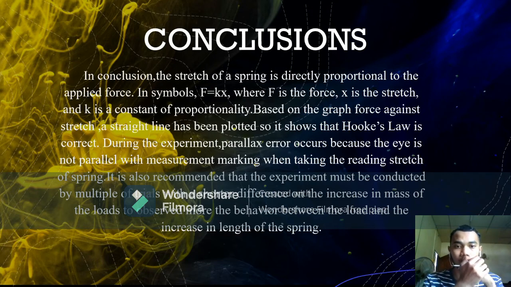In conclusion, the strength of a spring is directly proportional to the applied force. In symbols, F equals Ks, where F is the force, s is the strength, and k is the constant of proportionality. Based on the graph of force against stress, a straight line has been plotted, so it shows that Hooke's law is correct. During the experiment, parallax error occurs because the eye is not parallel with the measurement marking when taking the reading of the spring. It is also recommended that experiments be conducted with multiple trials with a shorter difference in the increase in mass of the load, to observe more of the behavior of the load and the increase in length of the spring.